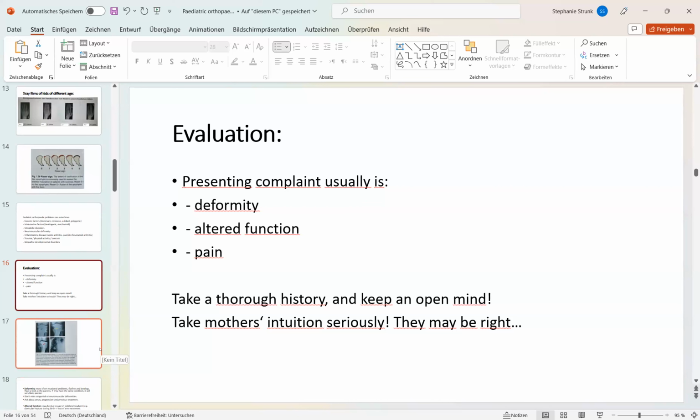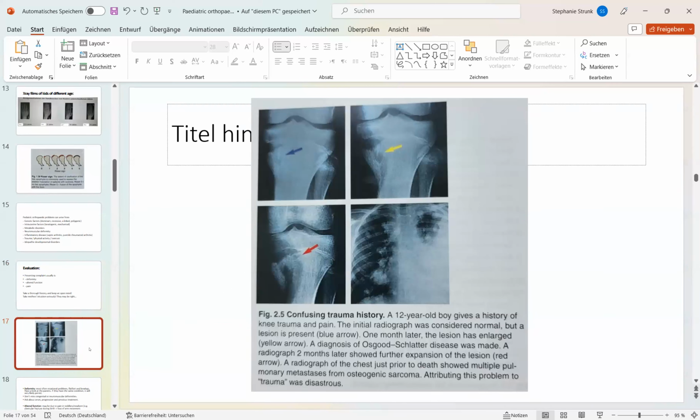Maybe, if you're really convinced this is harmless, tell her to come back in a few weeks' time to reassess. So this is from my textbook, a really sad case of misrepresenting their history. This was a boy who presented with a trauma history. A 12-year-old boy gives a history of knee trauma and pain. This X-ray was considered to be normal, which of course it isn't. This is very clearly and easily seen as a problem.